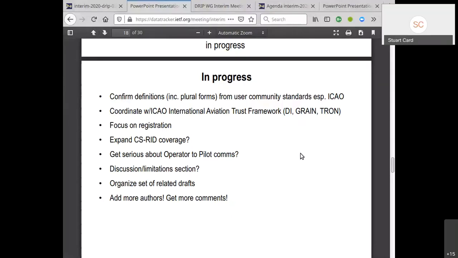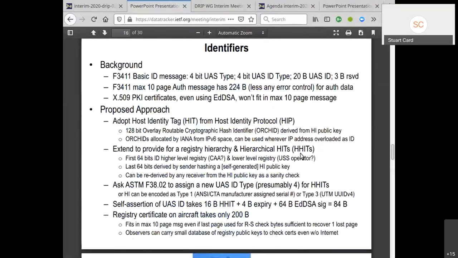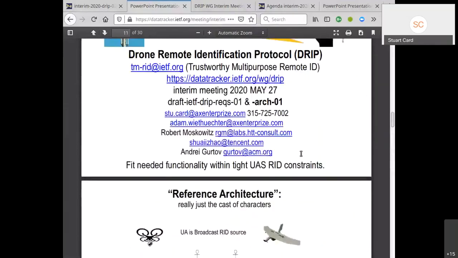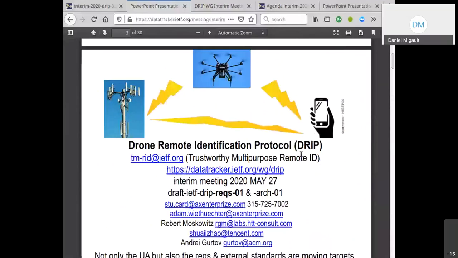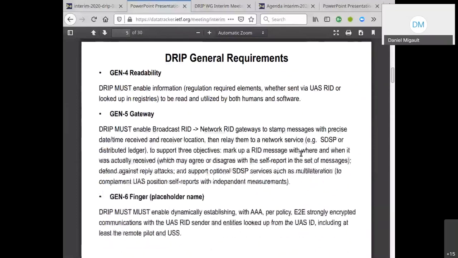Can we scroll back to general requirements? I think the second page of general requirements. Yeah, right there, Gen 6, dynamically establishing with AAA per policy these communications. The idea is it's not just that Joe Sixpack can contact a pilot and create a distraction from his safe operation of his aircraft. This is the idea that a public safety observer, for instance, or an air defense operator, can reach out and, if he has the appropriate credentials required by the policy of the CAA in that particular jurisdiction, then that would enable the communication.